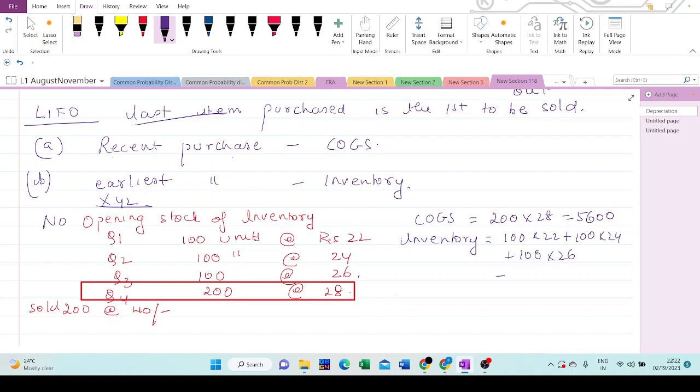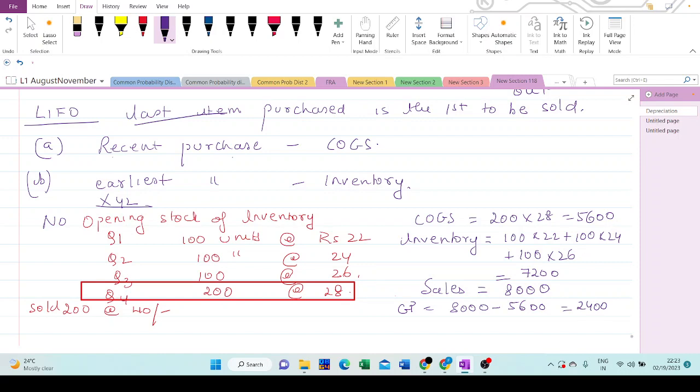How much is this coming to? Please tell me. 26 plus 22 is 48. 7,200. 7,000. Guys, my sales is how much? Sales is 200 units at 40. Right? So my sales is 8,000. So my GP would be how much? 8,000 minus cost of goods sold, that is 5,600. 2,400.